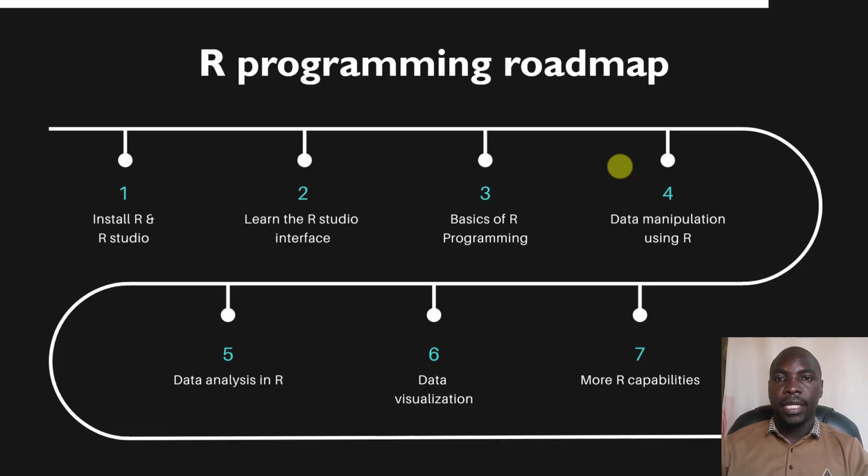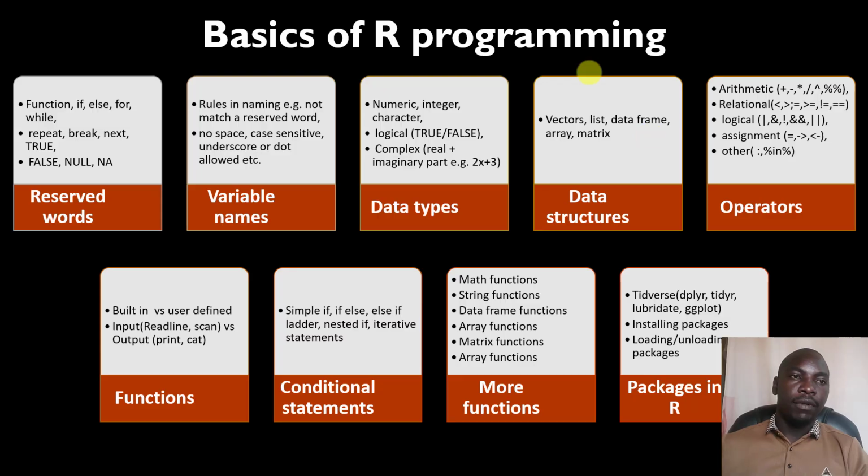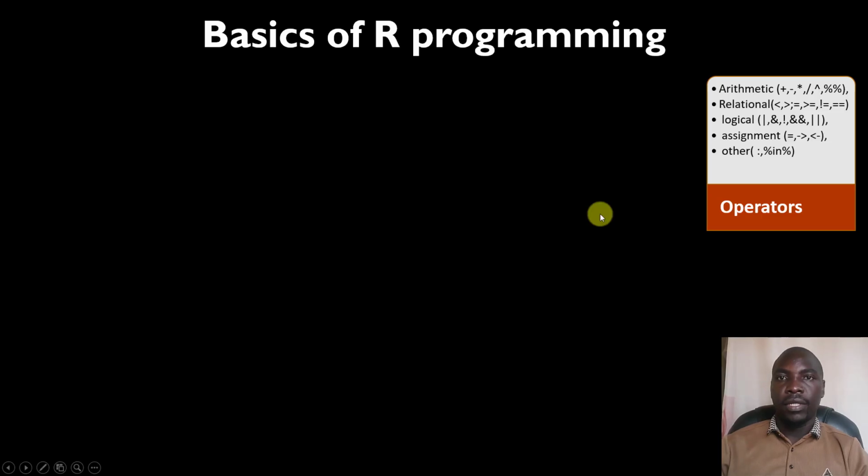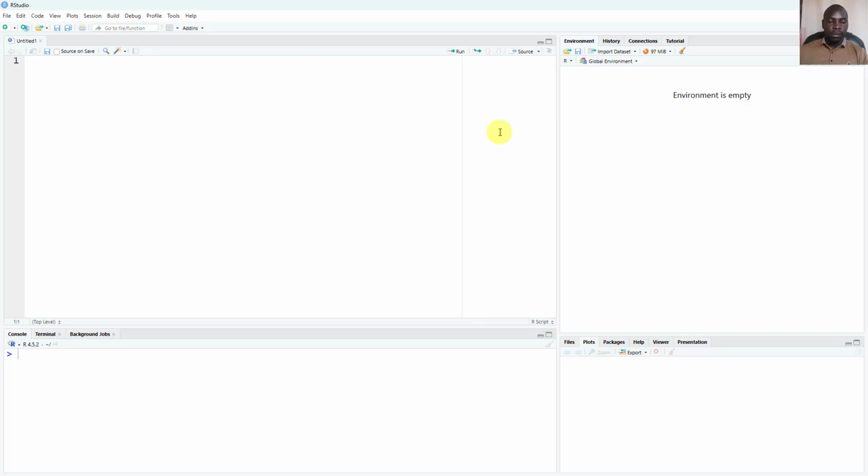We are at step 3 of learning the basics of R programming according to our learning roadmap. Under the basics, we've so far looked at reserved words in R, how to create variable names in R, data types in R, and also data structures. So today we are going to look at operators in R.